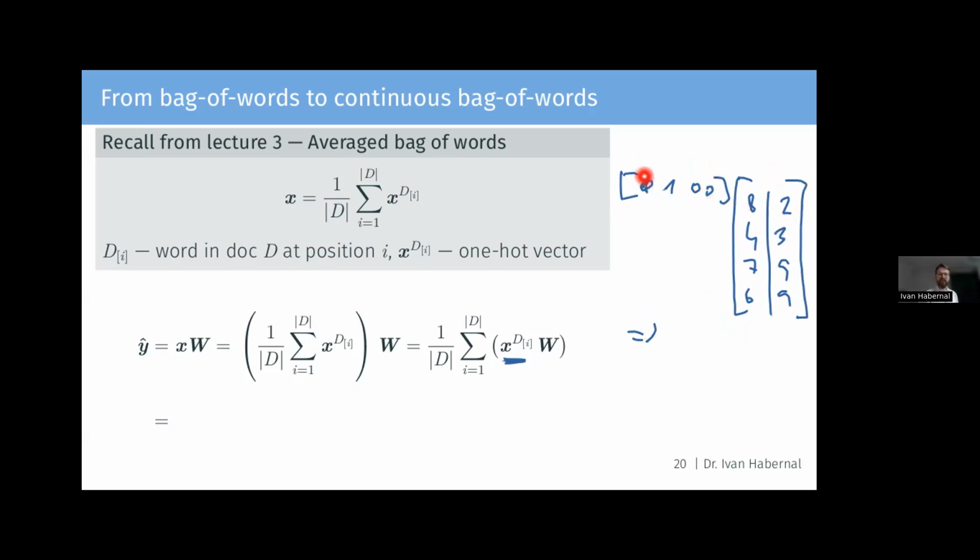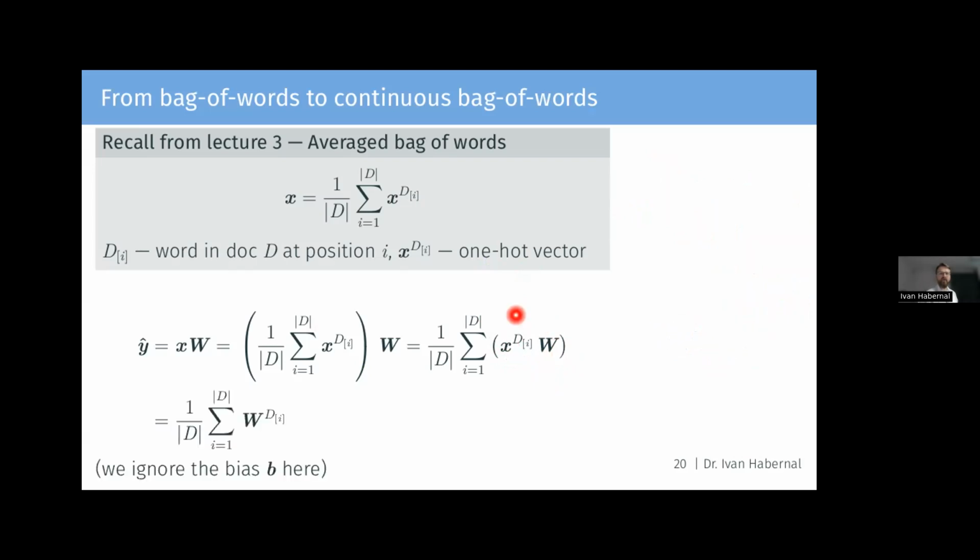It's just selecting a row, because we multiply 0 by 8, plus 1 times 4, plus 0, plus 0. And the second will be 0 times 2 plus 1 times 3, so it's 3 plus 0 and 0. We end up with the vector 4, 3, which is exactly selecting the second row, corresponding to the position of the 1, right? Everybody's with me? Good, because this means we're just selecting a row from this representation matrix, which corresponds to the word at position d_i. So you're basically taking a vector from this embedding matrix and making an average of them.